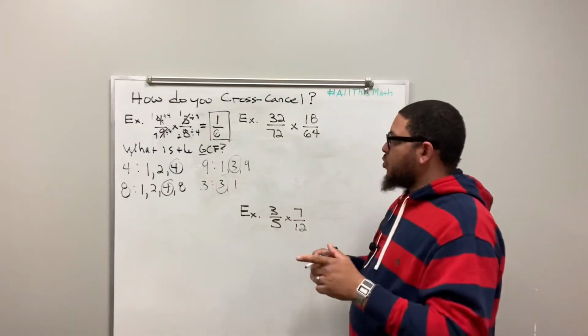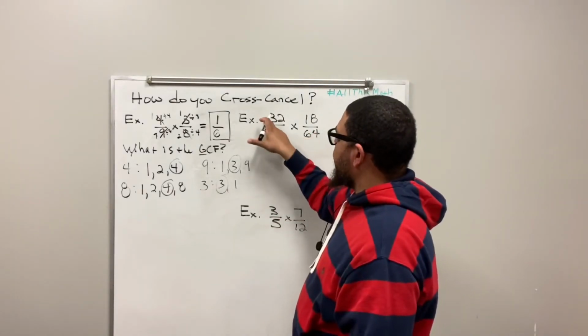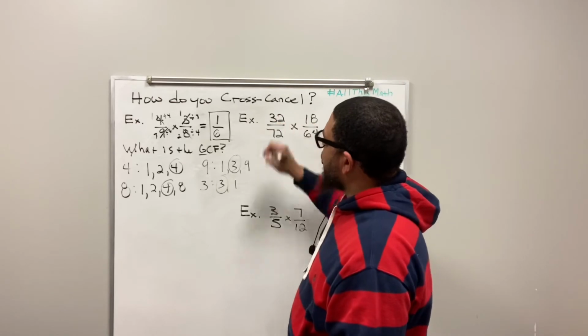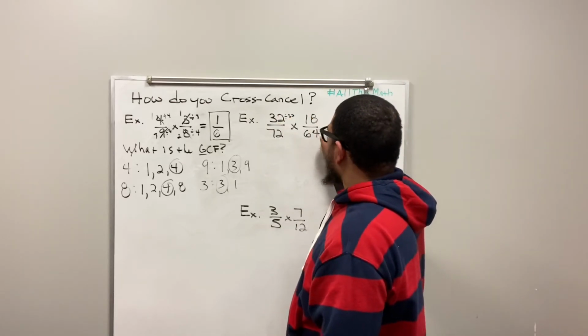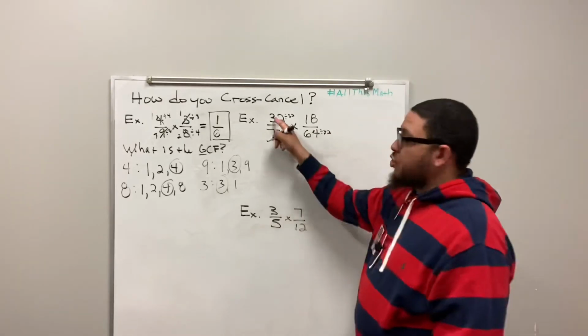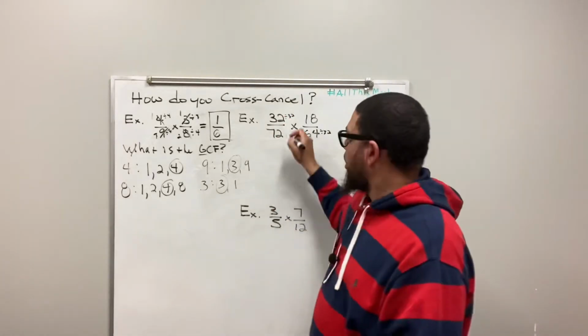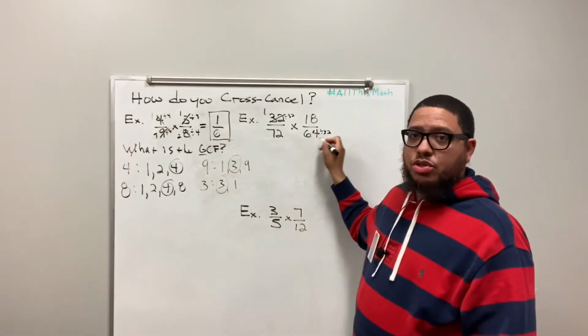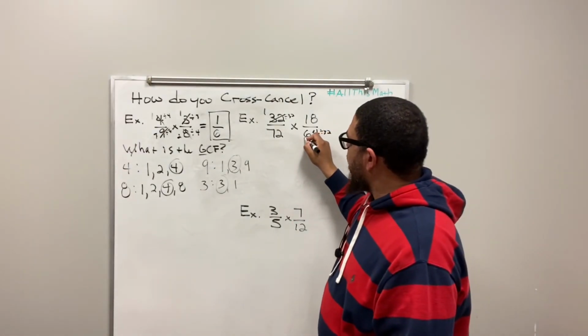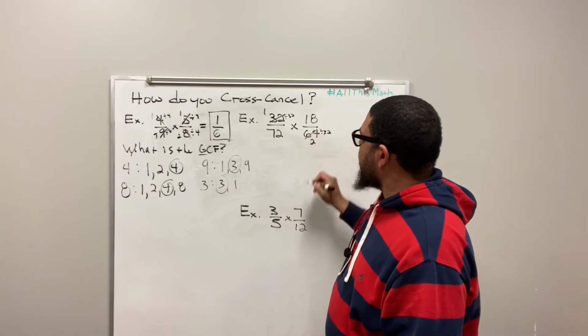So I'm going to just tell you that the greatest common factor of 32 and 64 is 32. So that means I'm going to divide this by 32, and I'm going to divide this by 32. And 32 divided by 32 is 1, so this 32 turns into a 1. 64 divided by 32 is 2, so the 64 turns into a 2.